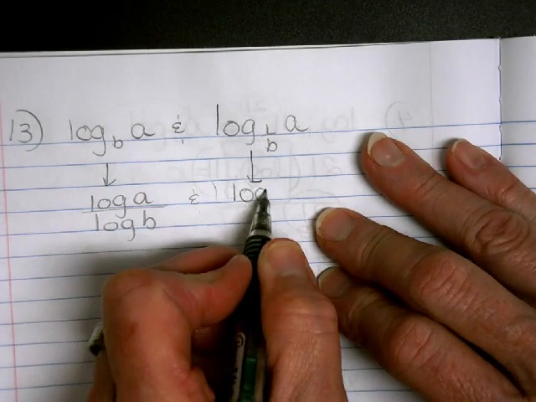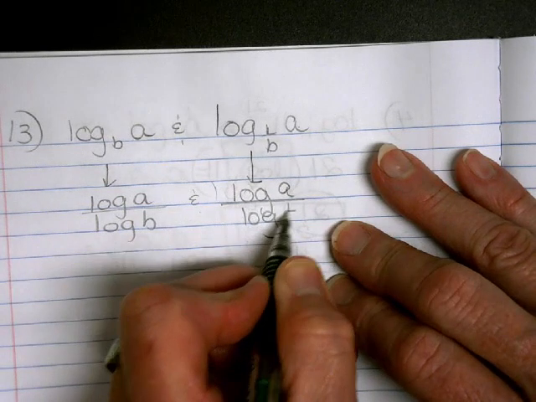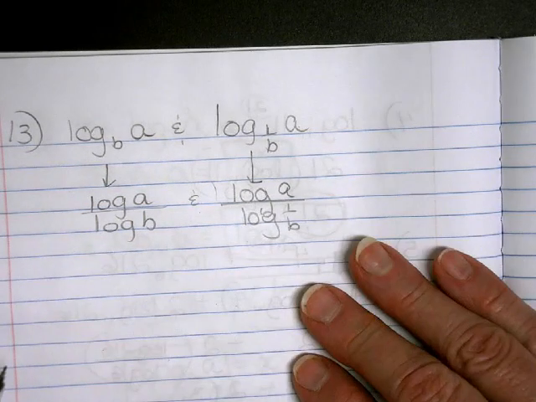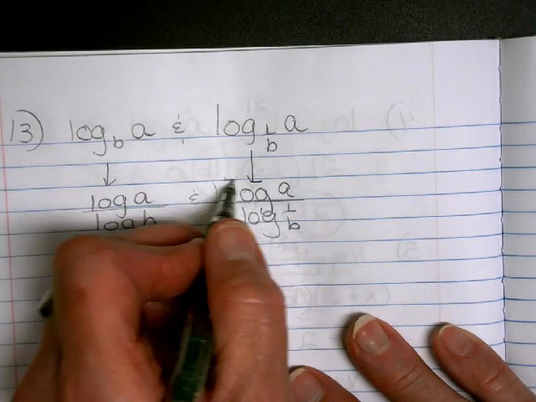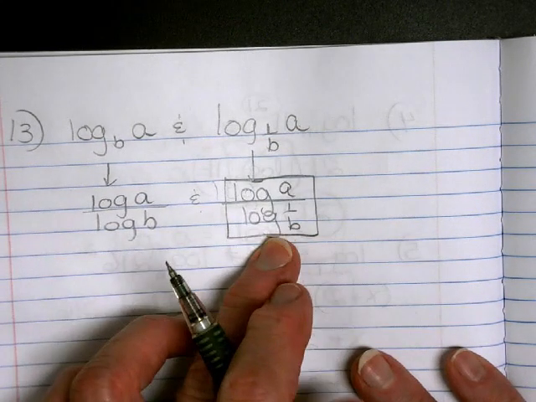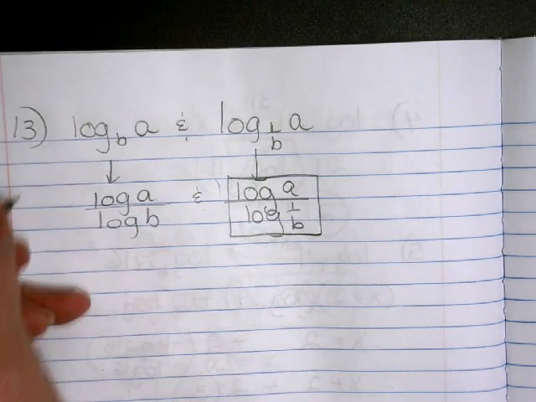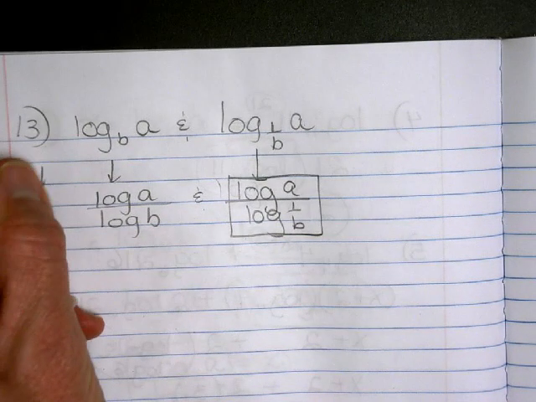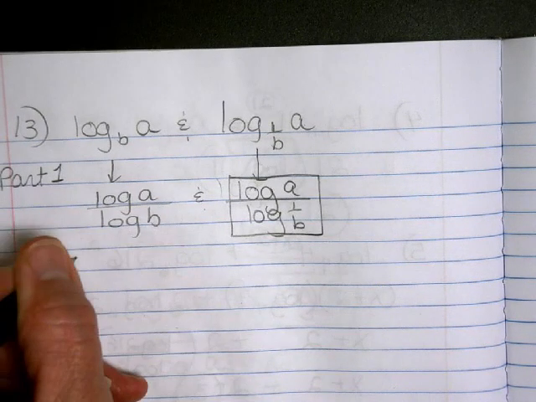Okay, I already wrote it down. Log base 1 over b of a, I can rewrite it as log a over log 1 over b. So this will be your first, you've got to type that in. You shouldn't have any problems with that. Just use all letters, make a little fraction down there. That's your first space. That's part 1.